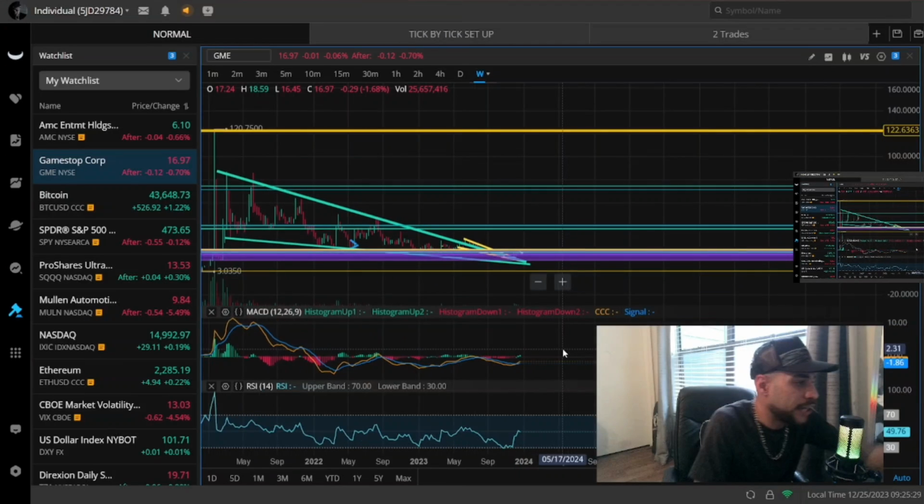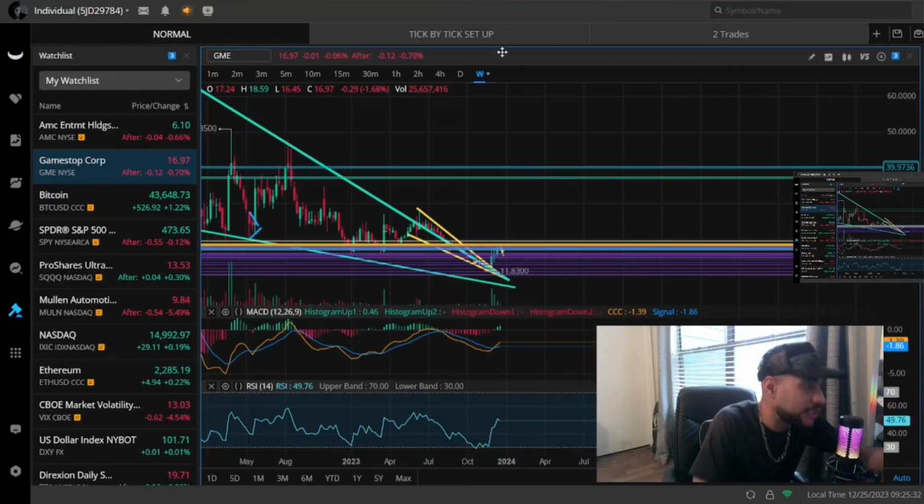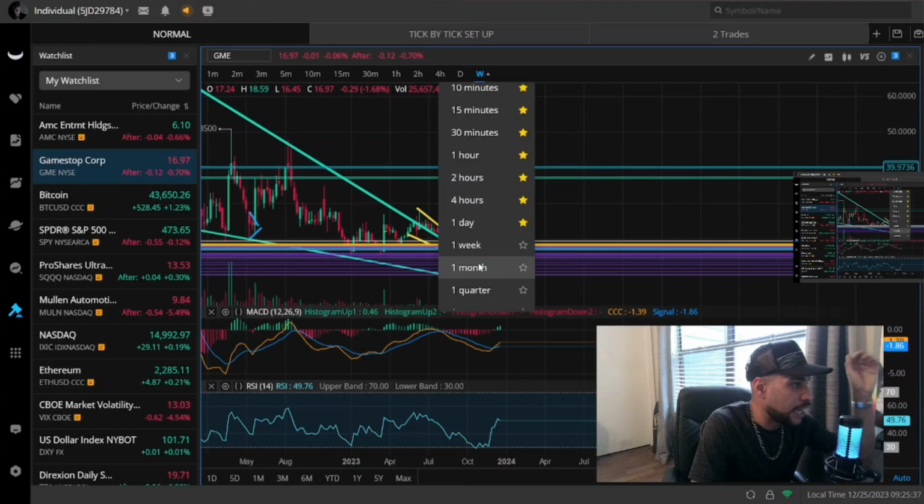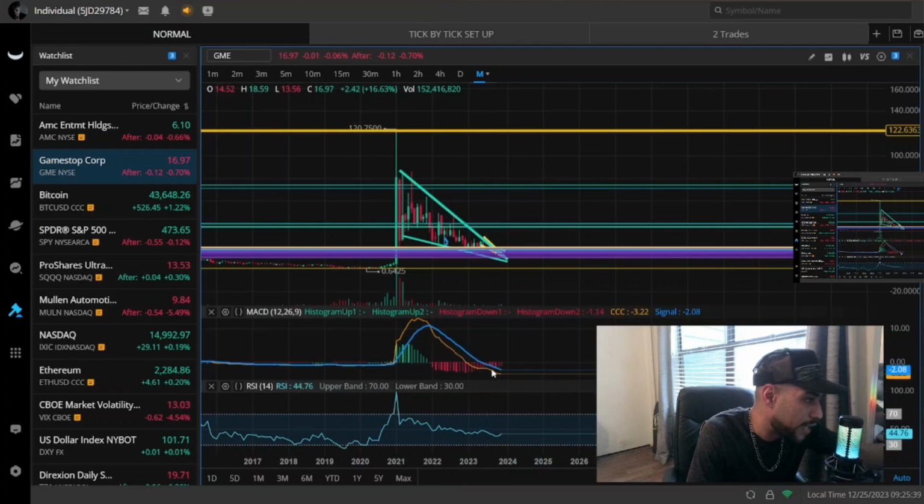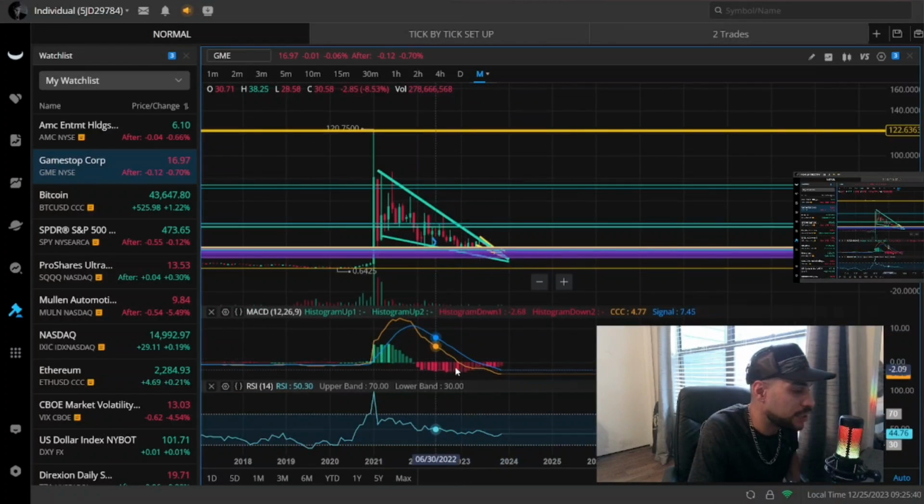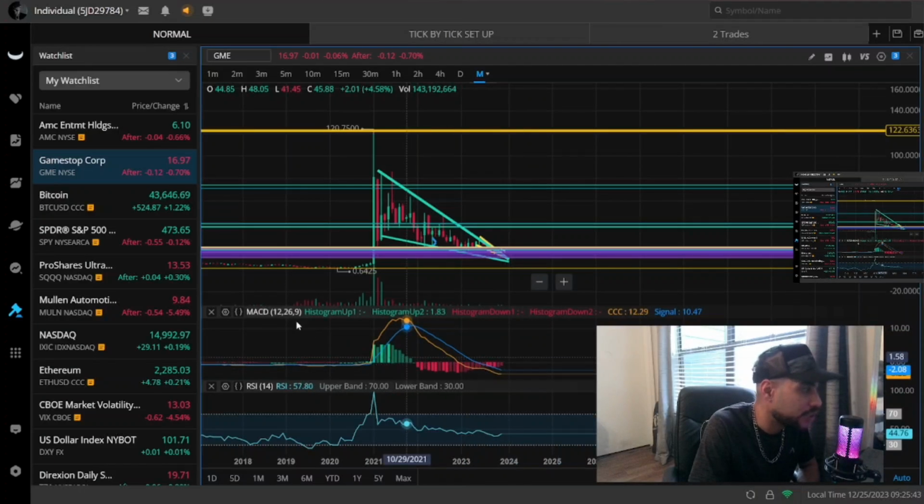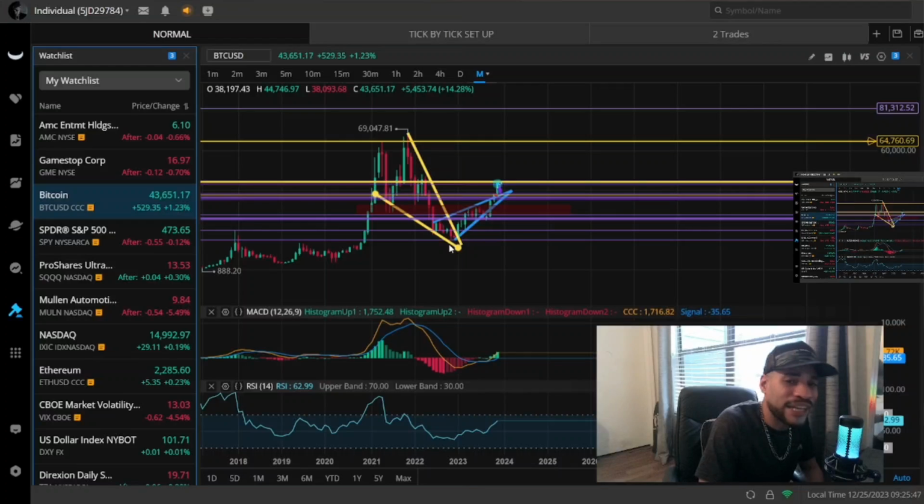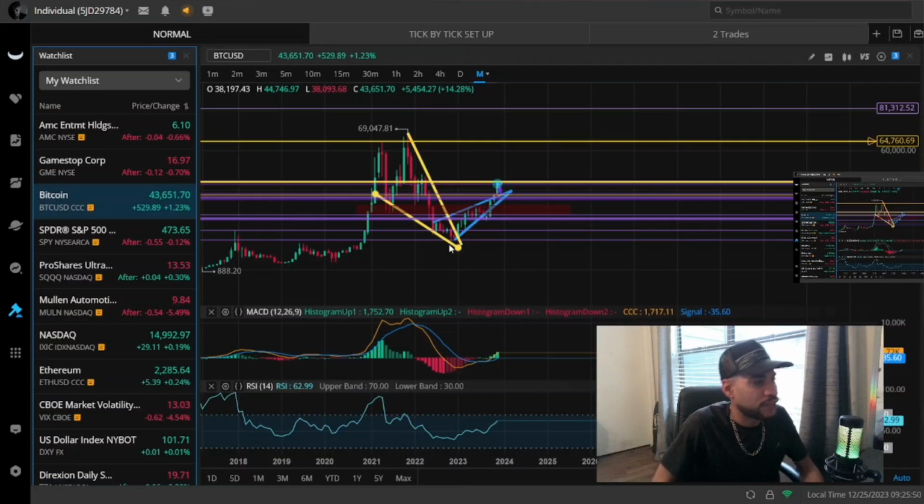But if we go ahead and look at the macro, we can see that the weekly time frame has a green MACD, and the monthly time frame has a red MACD that is starting to curl up. Once the MACD flips on the bigger time frame to green, just like Bitcoin, I think Bitcoin is going into a new bull run. And let me know if you guys want a Bitcoin price target video for this bull run.